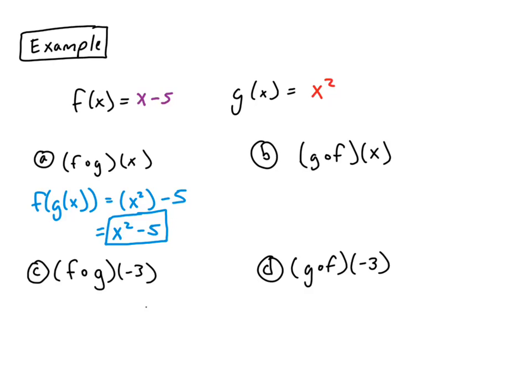We'll do the same thing in b here. We've got g of f of x. We're plugging f of x this time in for the x into g of x. So that means f of x going in for x of g of x becomes x minus 5 squared. We can go ahead and simplify this by foiling it out. So we're going to get x squared minus 10x plus 25.